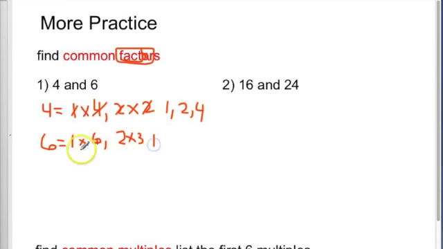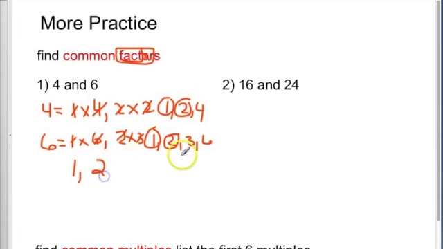I'm going to do the same thing for the 6. 1, 2, 3, and 6. And notice that I cross them off because I want to make sure that I don't leave any out. And now when I find common, I go in and I circle the ones that are the same. I circle everything that I see the same. 1 and 2 is what I see they have in common, so the common factors would be 1 and 2. So I'm looking for the facts that prove what numbers multiply for these products.